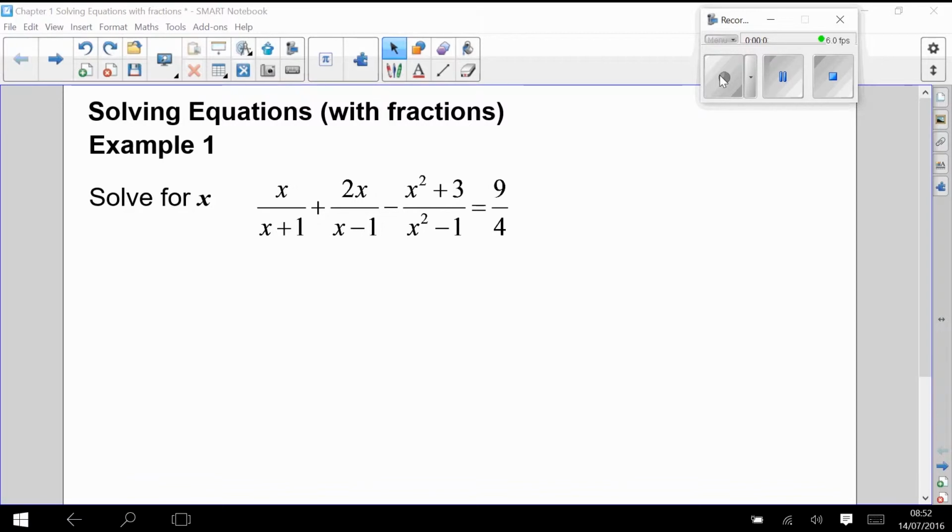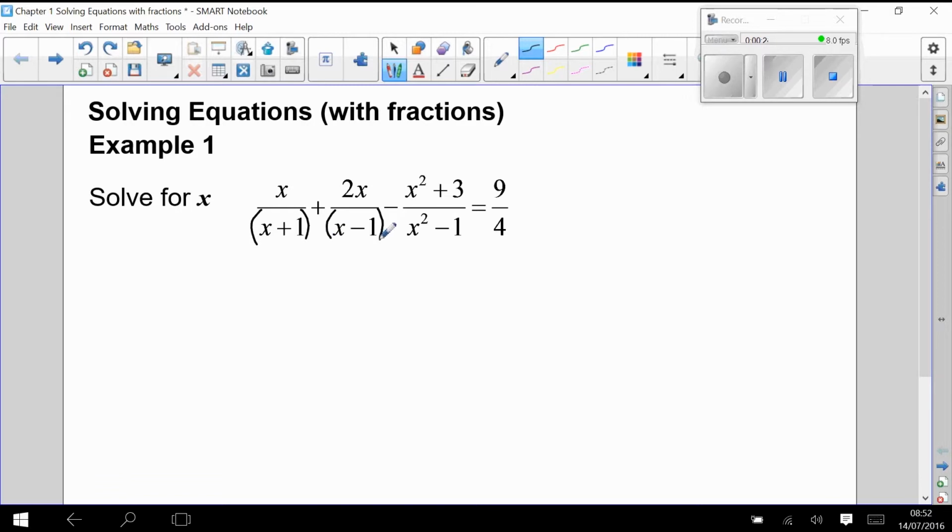In this section, we're going to be solving equations. Now you will notice that the equation that I've given you over here has got fractions. And the first step in order to solve the equation is to get rid of the denominator. If I take a look at the denominators that I have in this equation, the first two denominators are very nice linear factors. In other words, they are fully factorized. But the third denominator is not fully factorized.